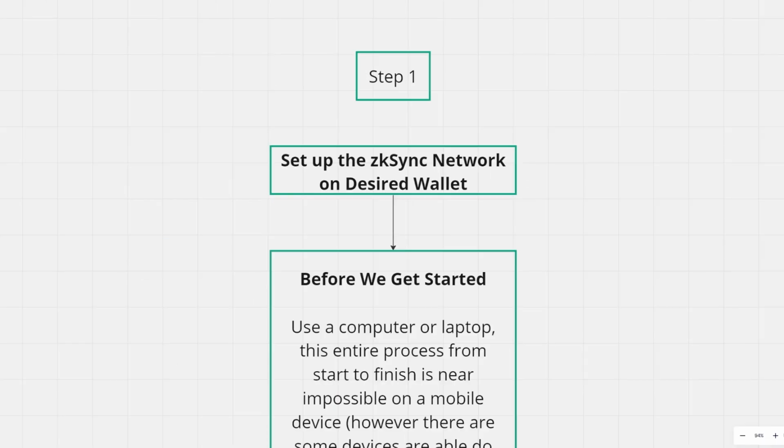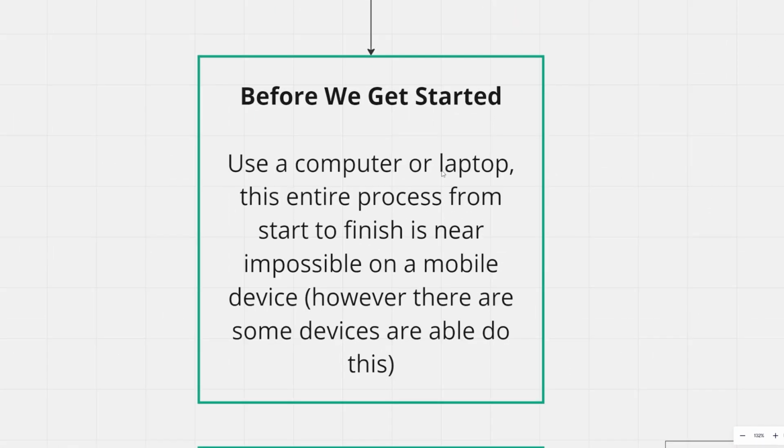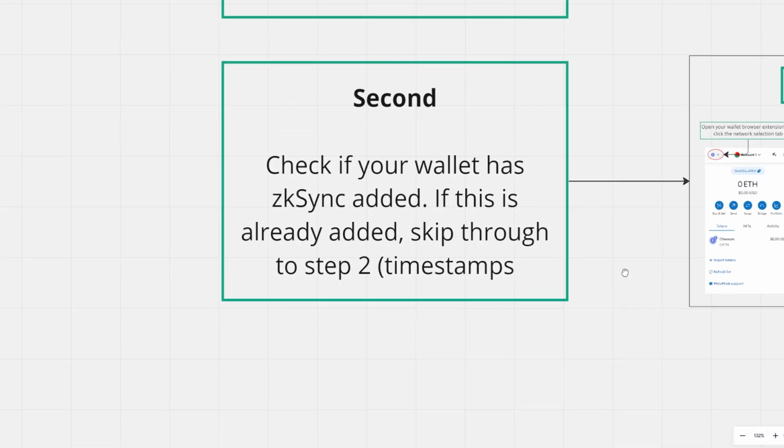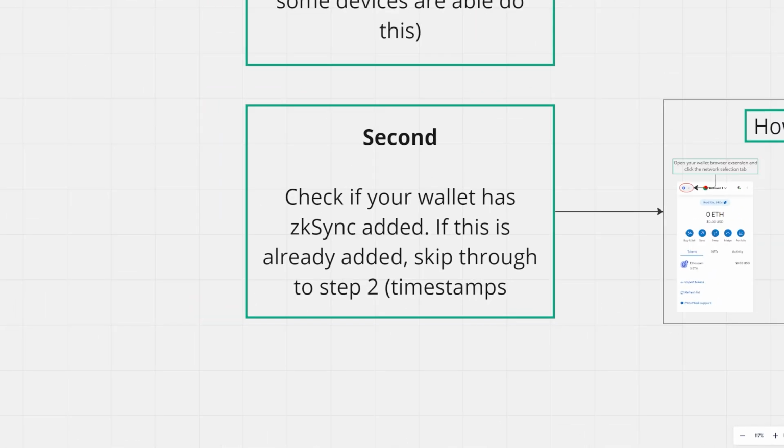Alright, so first off, we're going to start with step one, setting up the zkSync Era network on our desired wallet. So before we get started, I would recommend using a computer or laptop, as this entire process from start to finish is pretty much near impossible on a mobile device, unless you have a quality device or a device with a wallet built in. It can be a little bit easier, but I would definitely recommend using a computer for this process. Makes everything extremely easy.